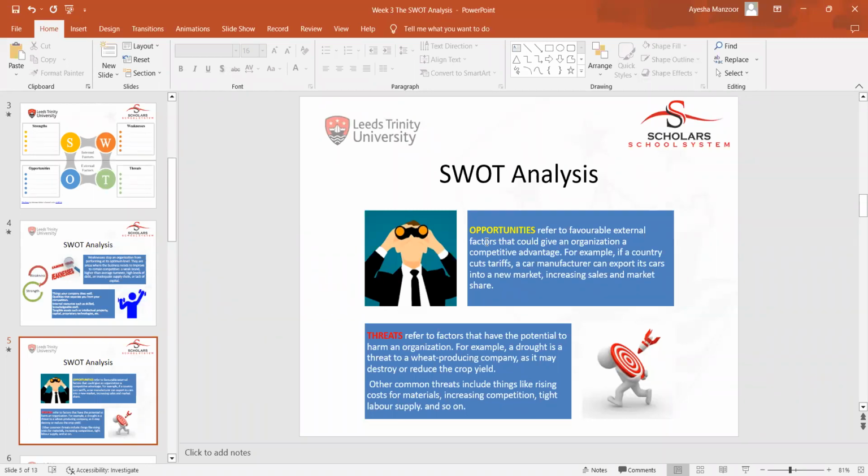Then threats refer to the factors that have the potential to harm an organization. These are the external factors present outside of the organization that could be a threat to that company. For example, a drought is a threat to a wheat producing company, as it may destroy or reduce the crop yield. We also discussed how big companies were drastically affected during the COVID-19 pandemic.